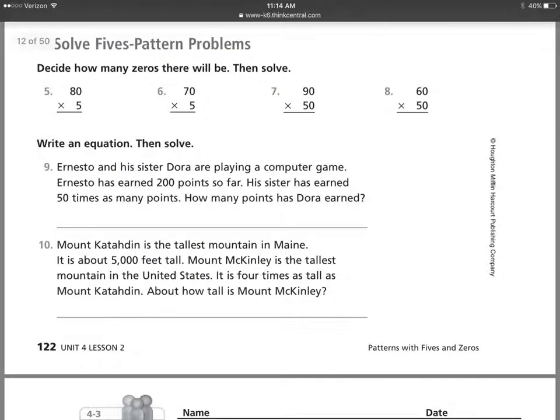And here on the bottom part of 122, they're asking you to decide how many zeros there will be and then solve. So I want you to make a prediction. And you can do this mentally. And the easy prediction would be 1, 1, 2, 2. But you know it isn't going to be that easy after having done the work before this. So solve them. Make predictions first, then solve, then go back and review your answers for accuracy. And then complete numbers 9 and 10.